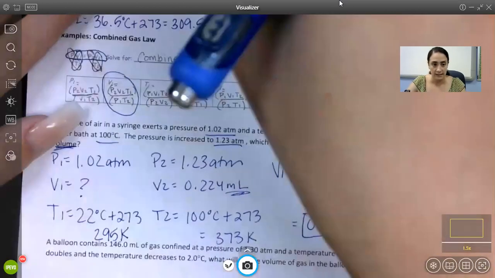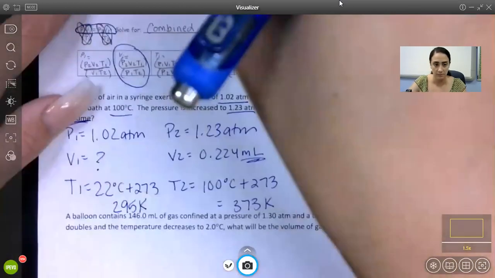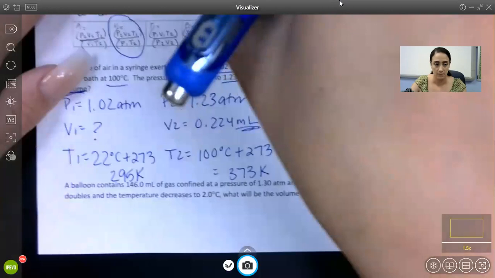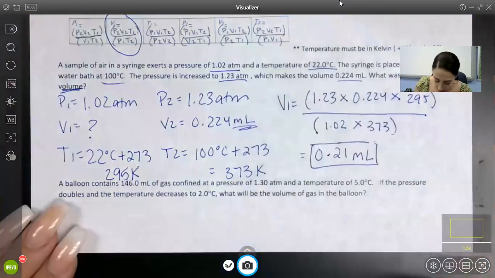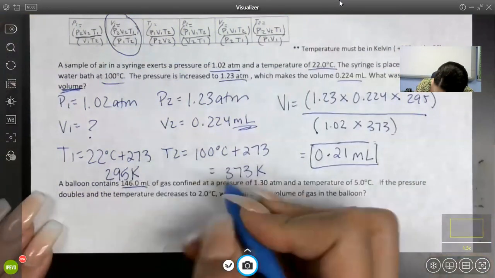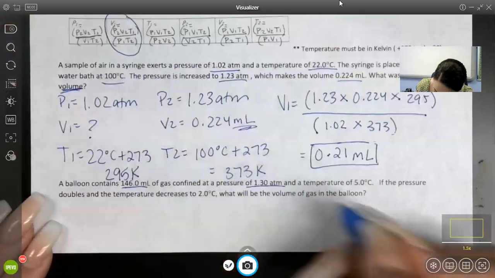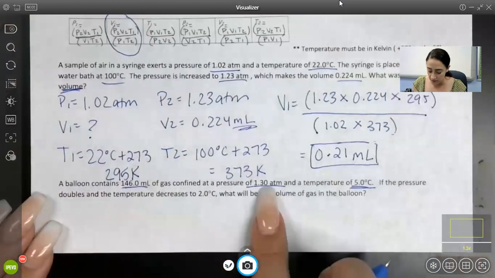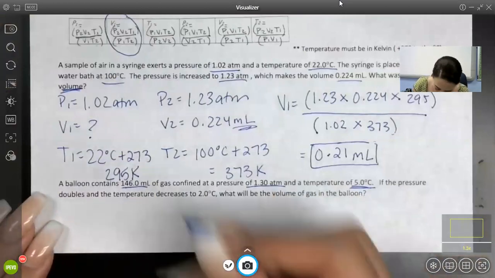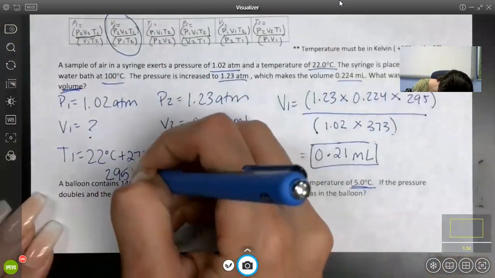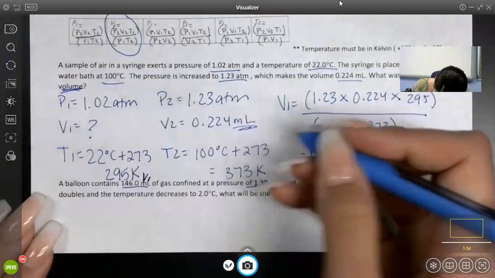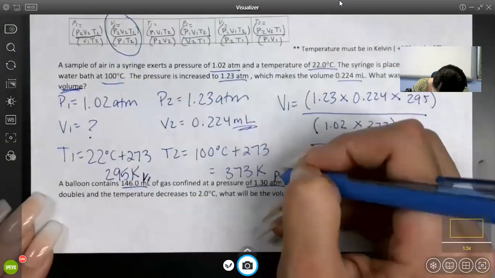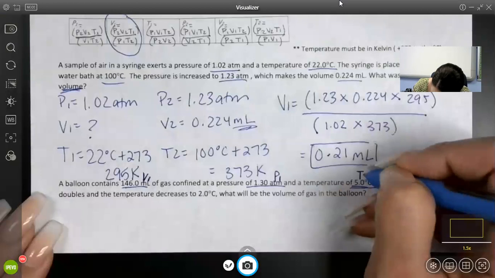And now our last example. A balloon contains 146 milliliters of a gas confined at a pressure of 1.30 atm and a temperature of 5. So those are all of our original conditions, okay? This is volume 1, this is pressure 1, and this is temperature 1.